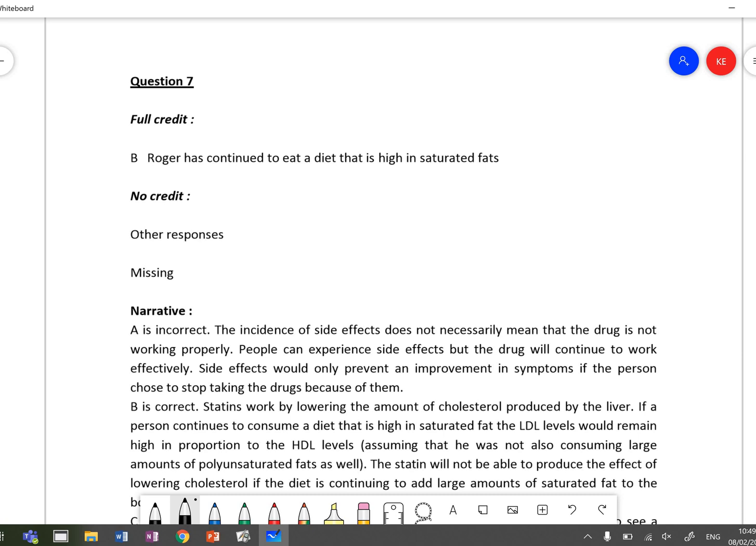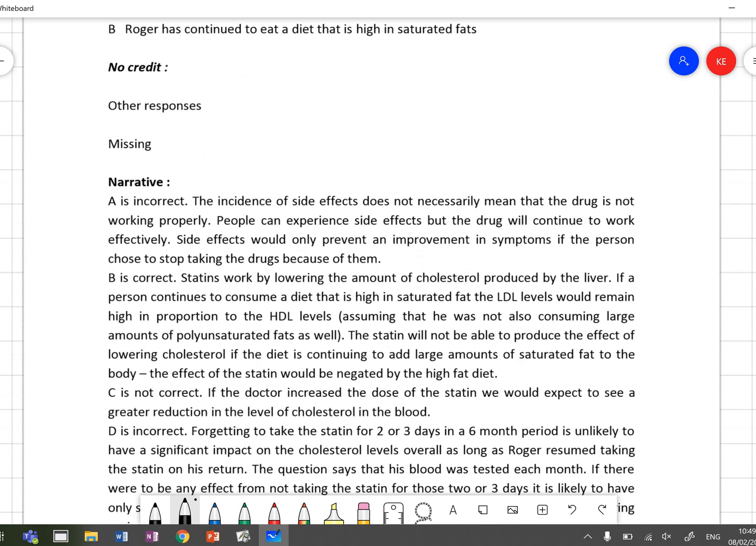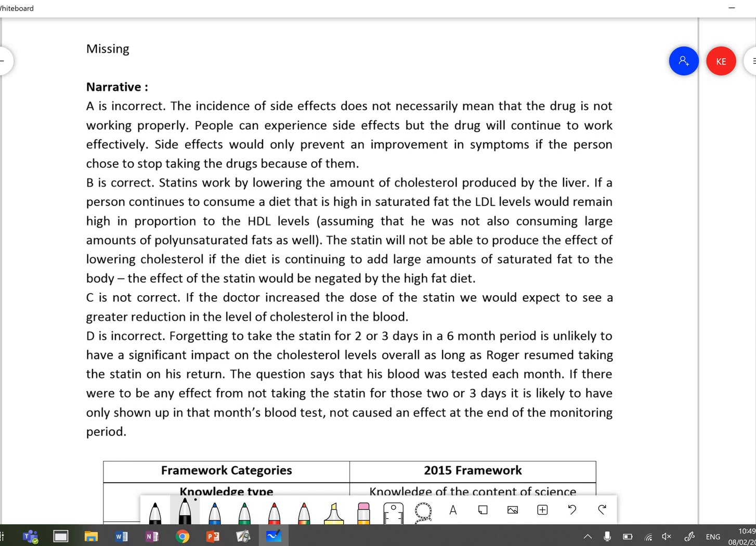Question 7. Roger has been prescribed a statin to reduce his cholesterol. Every month his doctor monitors Roger's cholesterol level by testing a sample of his blood. After 6 months of taking the statin, Roger's cholesterol level has not gone down. Which of these statements is the most likely reason why his cholesterol has not gone down? So it is likely to be B. Roger has continued to eat a diet that is high in saturated fats. We would discount A because the incidence of side effects doesn't necessarily mean it's not working properly. So people can experience side effects, but the drug will continue to work effectively.